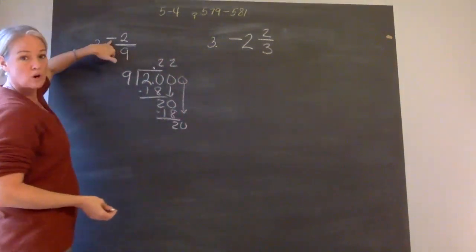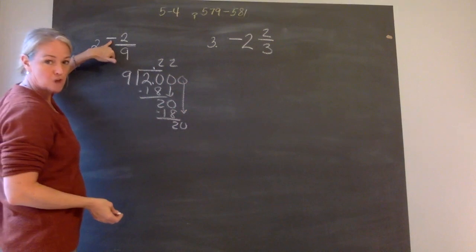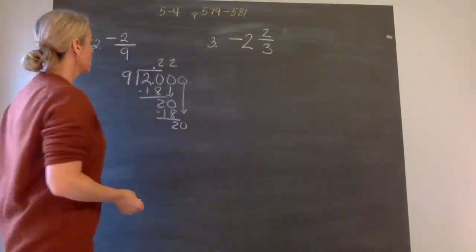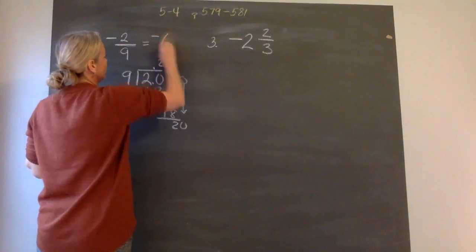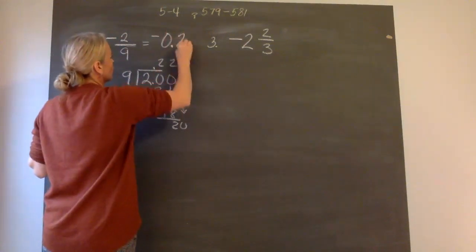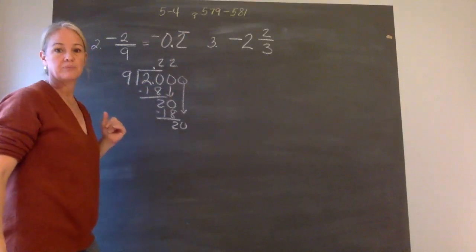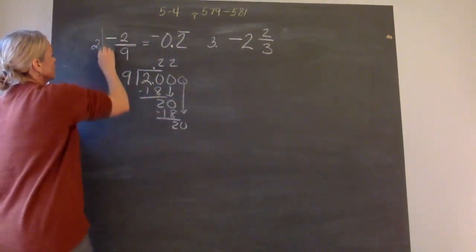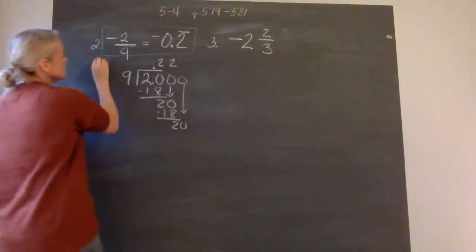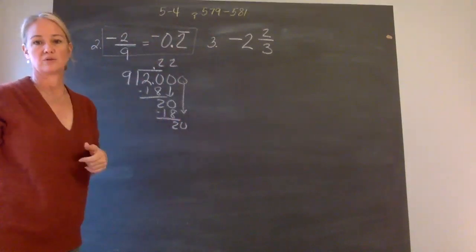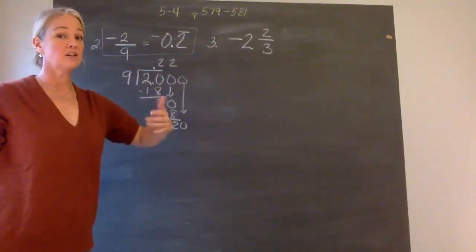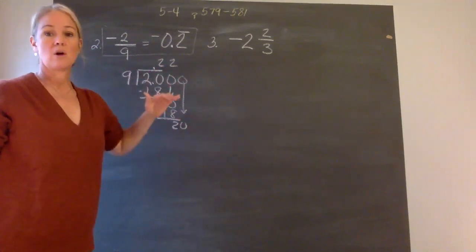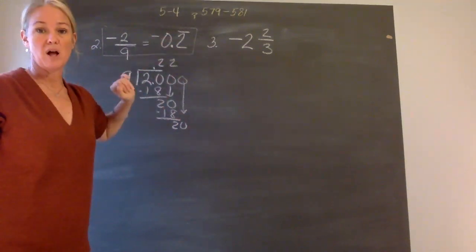We have to make sure that our decimal is negative, though. This is negative 2/9, so that when we write our decimal, it's going to be equal to negative 0.2 repeating, okay? So negative 2/9 is equal to negative 0.2 repeating, okay? So again, you can do that via a calculator, you can do that paper and pencil, whatever, but you're still going to get the same response.